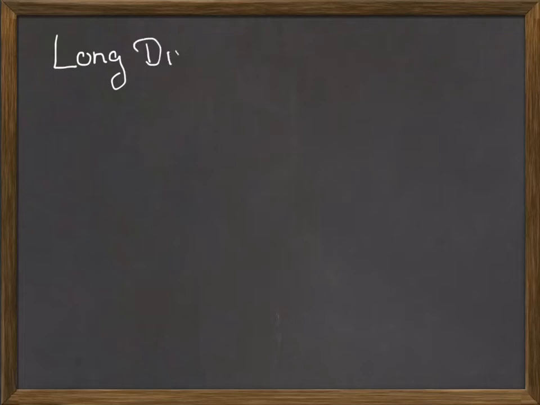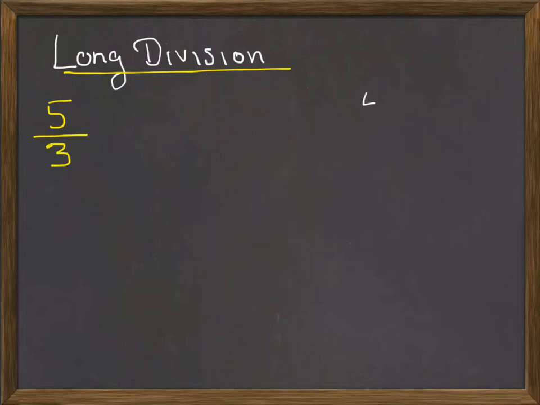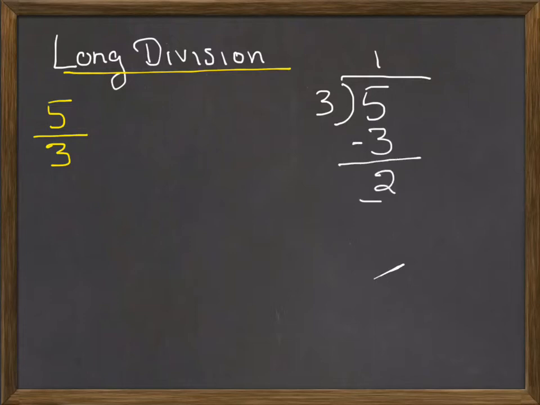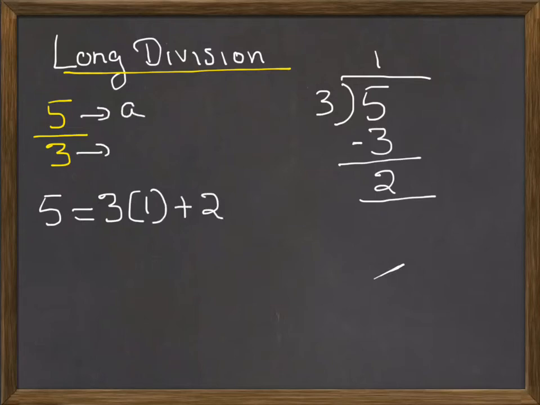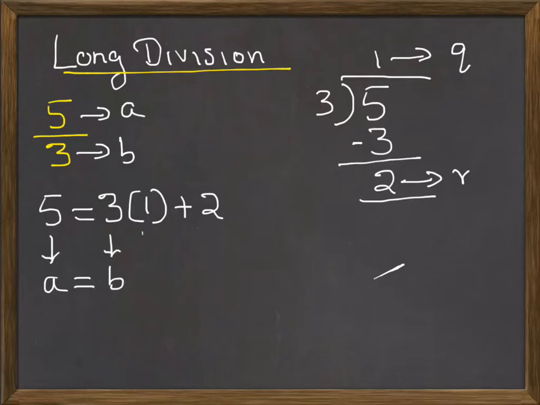We all have learned about long division. Let's take 5 divided by 3. We know how to do this. 1 times 3 is 3 and the remainder is 2. So 5 is equal to 3 times 1 plus 2. Let us take in general 5 is A, 3 is B, 1 is Q and 2, the remainder, is R. So we can say that whenever A is divided by B, A is always equal to B times Q plus R.